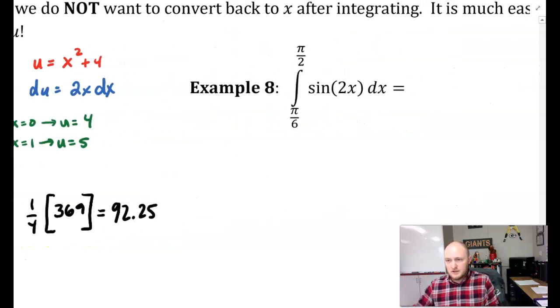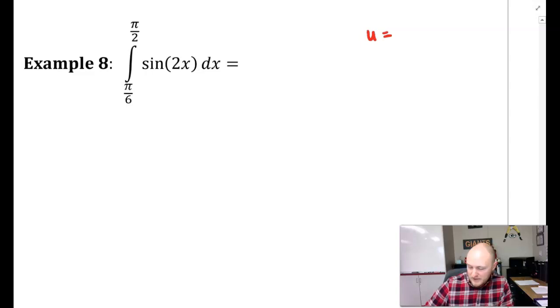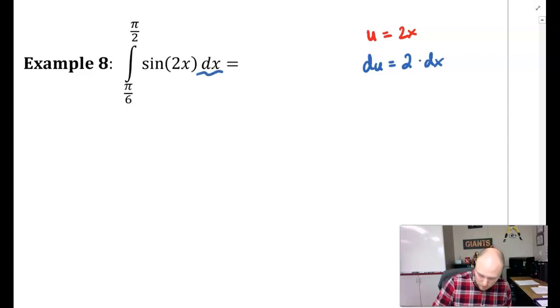U-substitution with limits of integration, not too bad. Okay. Here's your guys' favorite. Here's a trig example. The integral from pi over 6 to pi over 2 of sine of 2x dx. I have a function inside of my function. I have to make sure that I account for that. So u, I'm going to say that's 2x, and then du will be the derivative of that, 2 times dx. I have my dx, I'm missing the 2. So I'm going to multiply in a 2, and I'm going to balance it with a 1/2. Okay, so there's the 2.